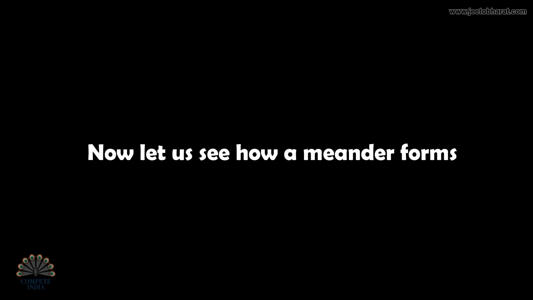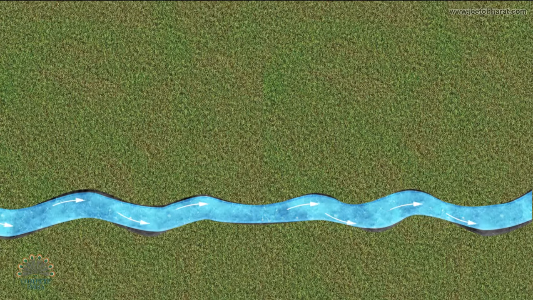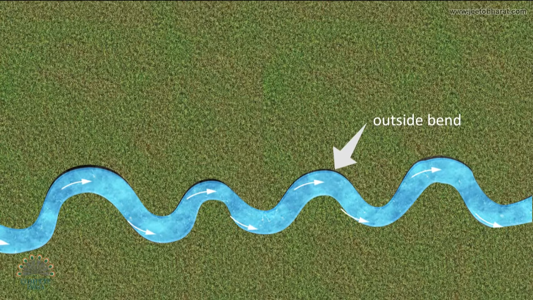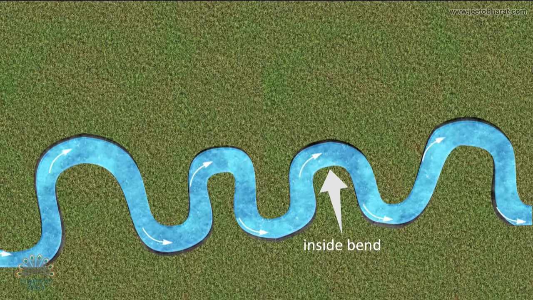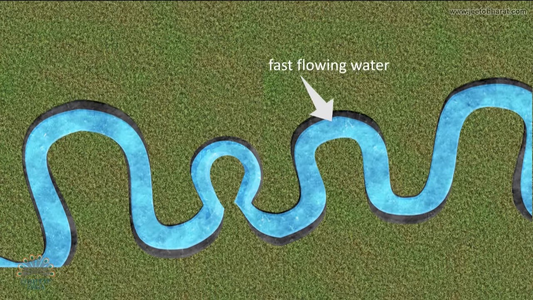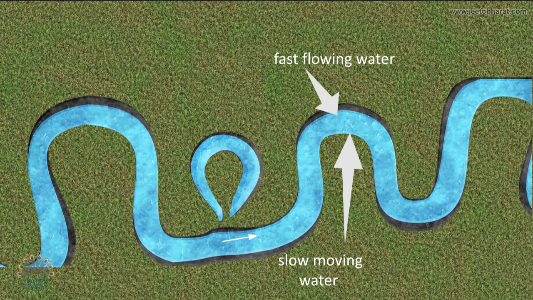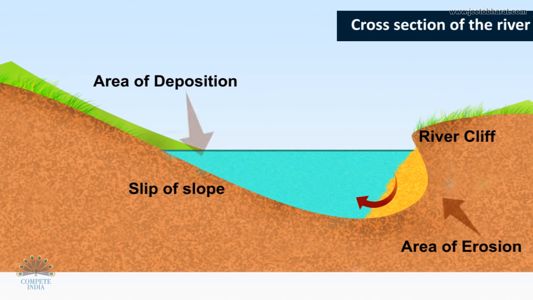Now let us see how a meander forms. The water in a river channel flows faster round the outside bend of a river due to centrifugal force, whereas it is relatively slow on the inside bends. The fast flowing water on the outside bend erodes the river bank, whereas slow moving water deposits sand and mud on the inside bend. At the site of erosion on the outside bend, a steep river cliff is created.